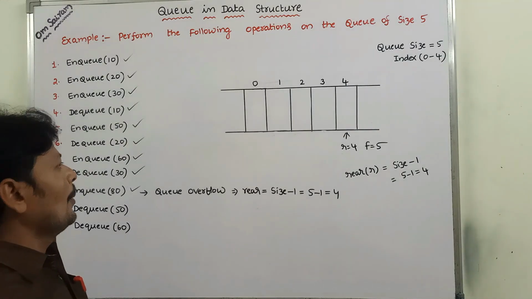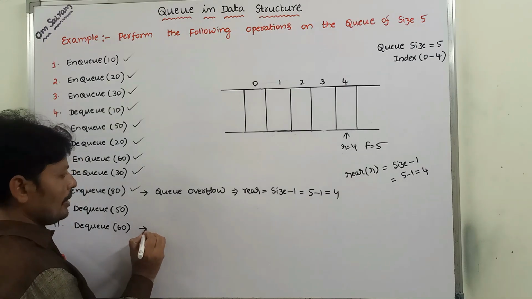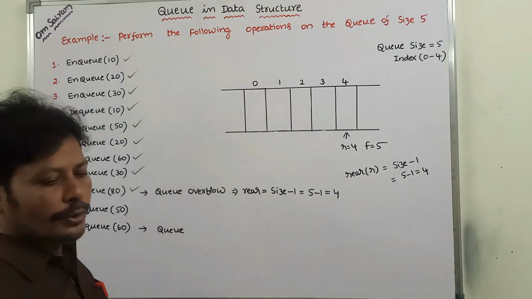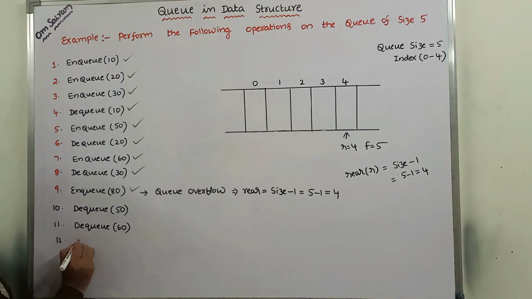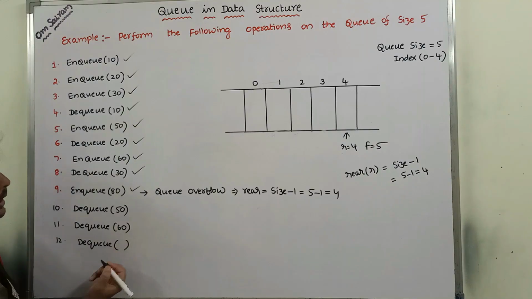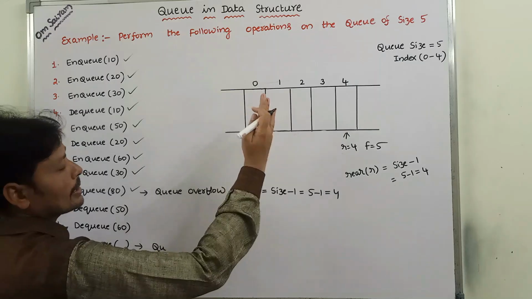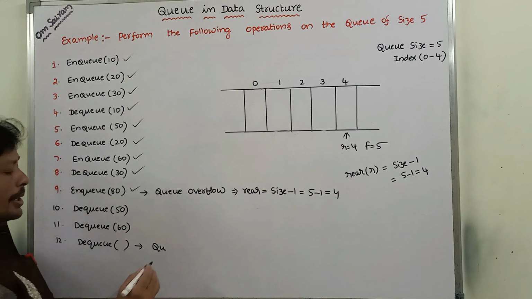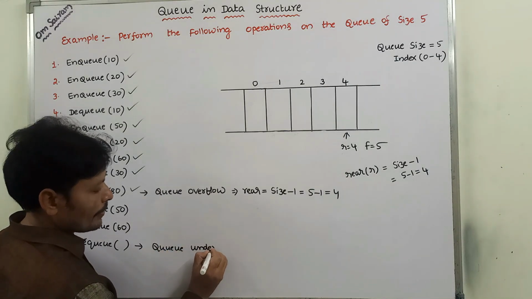Okay, so in this situation, again we have to perform the DQ operation. In that case, we can say that the queue is already empty. At that time, when we perform the DQ operation, we are getting the queue underflow condition.